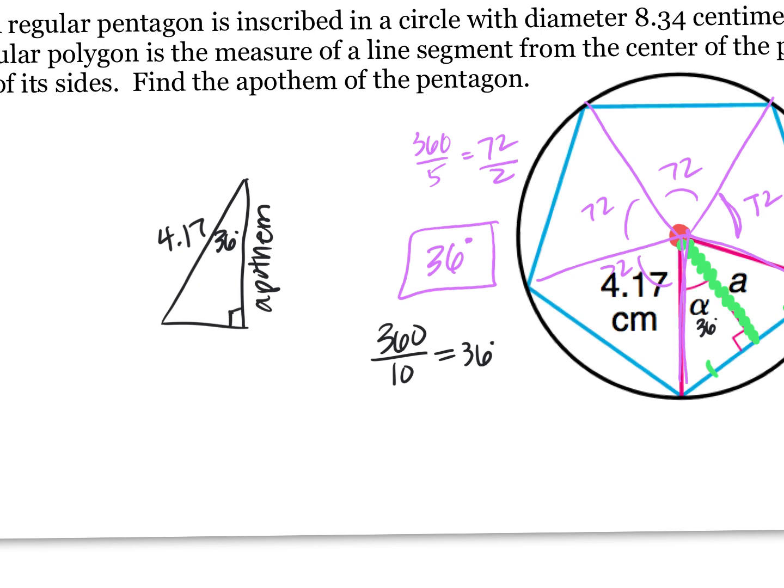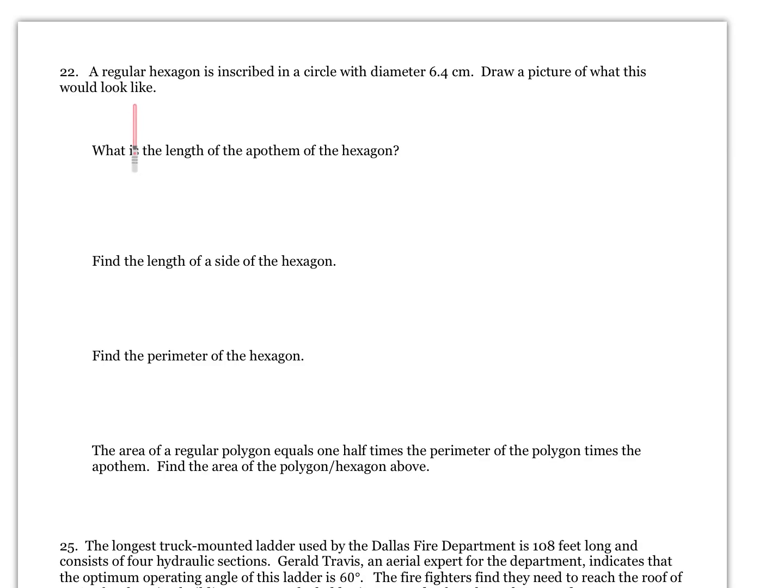Apothem. SOHCAHTOA or TOA? Yeah. It's going to be cosine because we don't know what the opposite is. We want the adjacent, which is the apothem. This guy's the adjacent. So we're going to go cosine of my angle equals my adjacent, which I don't know what that is. I'm going to put it as A over my hypotenuse. What's 4.17 times the cosine of 36? 3.4-ish.